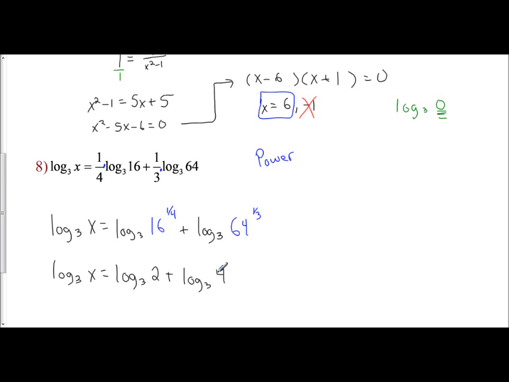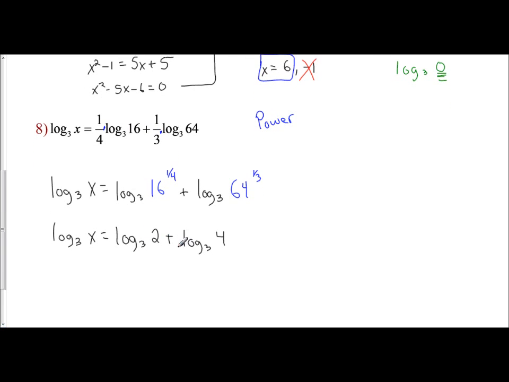Now I'm going to take a look. I have here adding of logs, which means I'm really applying my product rule. Notice on this example, I applied my power rule first and then my product rule, just like order of operations. So to combine the right side together, I'm going to take the product.